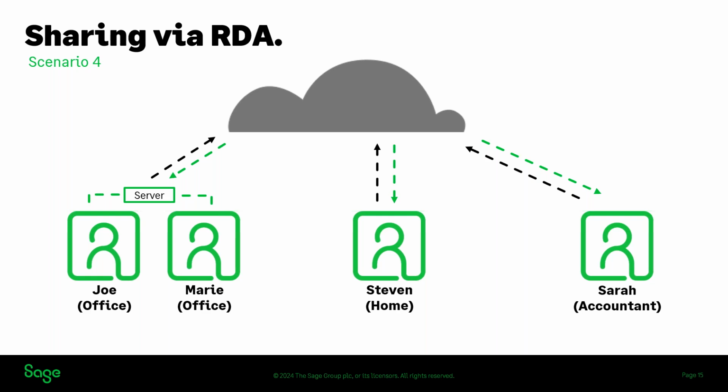If you have a server set up, then we always recommend to set up RDA from that location first. You would then only apply remote data access to Joe and Marie user records if they had another machine at a different location that they needed to connect to remotely. So Joe and Marie is site 1, Stephen at home, site 2, and then Sarah in her own office, site 3. That's 3 separate remote data access locations.